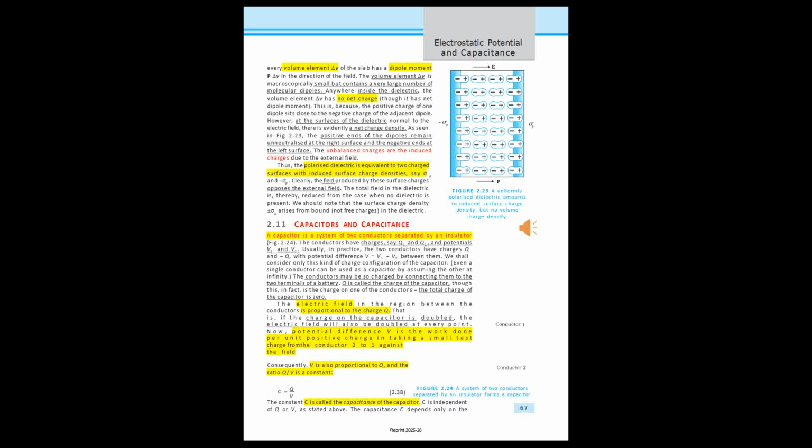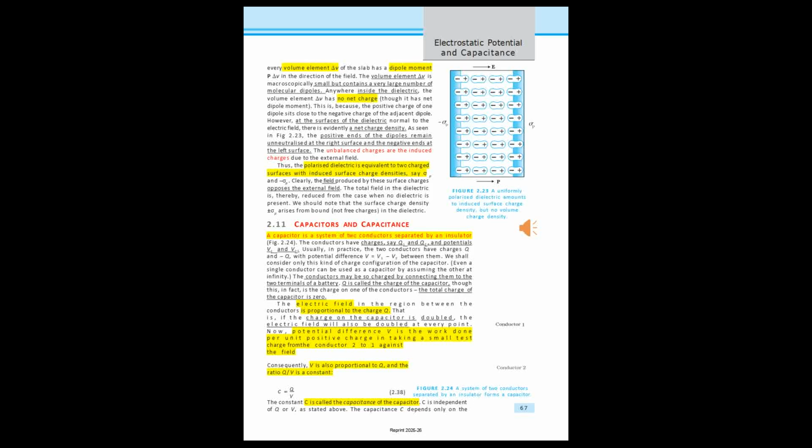Anywhere inside the dielectric, the volume element ΔV has no net charge, though it has net dipole moment. This is because the positive charge of one dipole sits close to the negative charge of the adjacent dipole. However, at the surfaces of the dielectric normal to the electric field, there is evidently a net charge density. As seen in figure 2.23, the positive ends of the dipoles remain unneutralized at the right surface and the negative ends at the left surface. The unbalanced charges are the induced charges due to the external field.